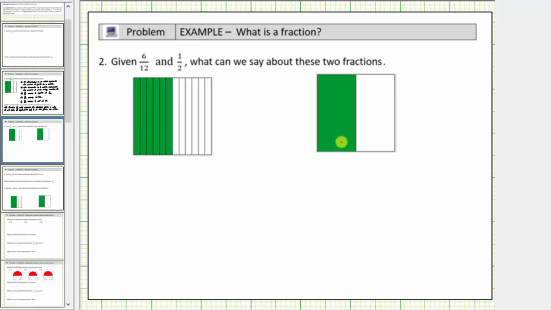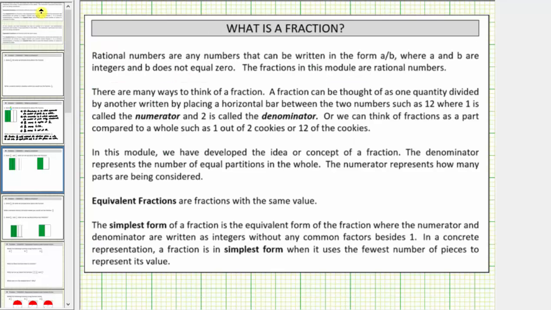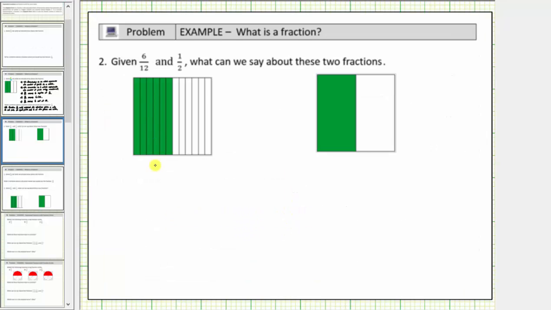This is a definition of equivalent fractions. Going back to our notes, equivalent fractions are fractions with the same value. So 6/12 and 1/2 are equivalent fractions.